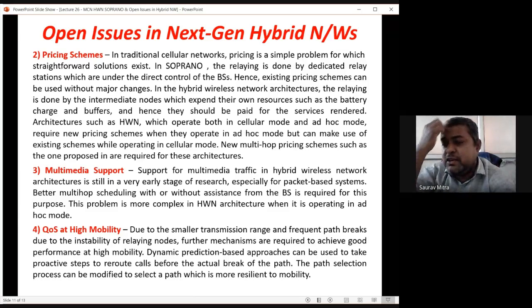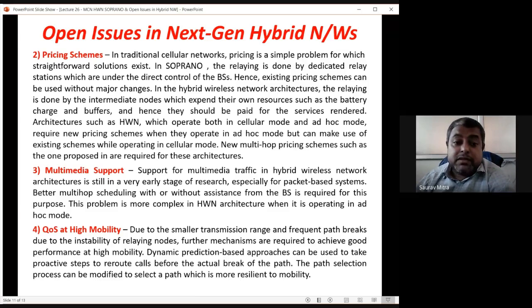HWN in cellular mode is okay, because cellular mode is controlled by the base station, and the base station can handle multimedia traffic well because it does not have the constraint of power and bandwidth. But whenever HWN is working in ad hoc mode, ad hoc mode has the biggest problem of bandwidth and power. All these things are constrained in ad hoc mode. In that case, multimedia traffic handling might be a big issue in a hybrid wireless network, so we have to take care of that. More research, better technology, better understanding and better load scheduling can solve this matter.